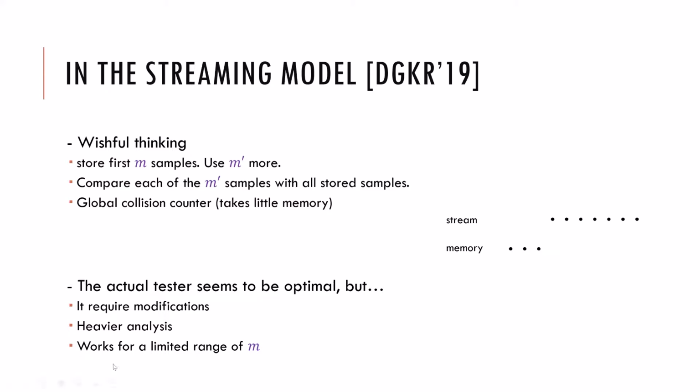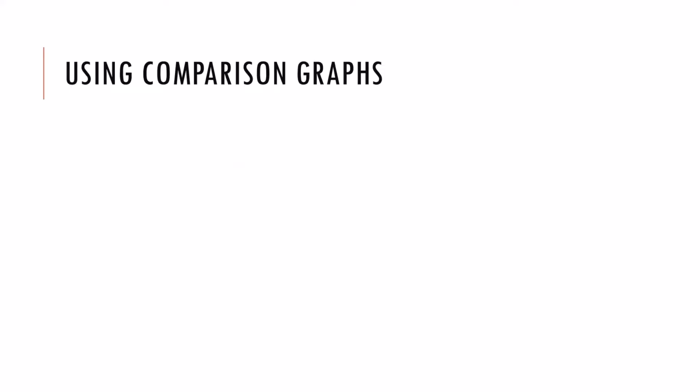However, they do show that in a certain range of m, not only does it work and give a good tester, but they show a tight lower bound. So this is an optimal tester. This is definitely a way to go, but somewhat it still seems a bit off, and maybe a way to understand it is through the comparison graph perspective.